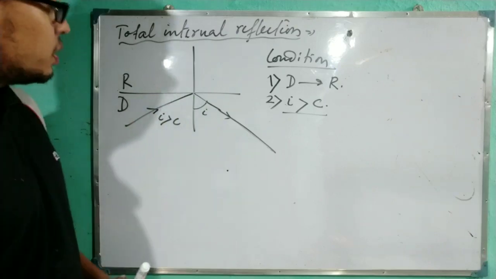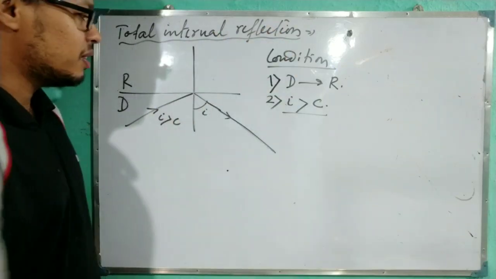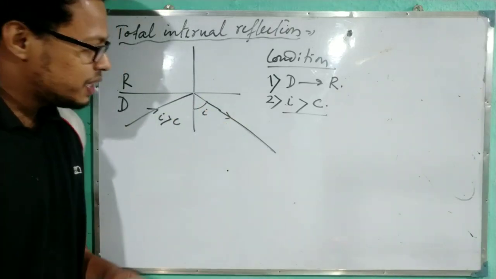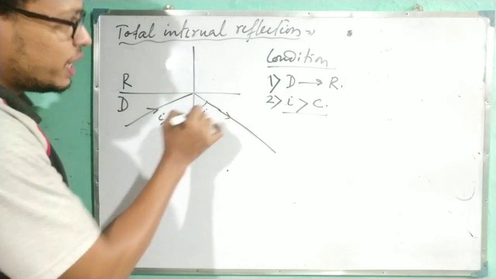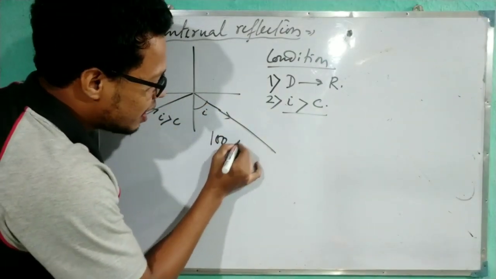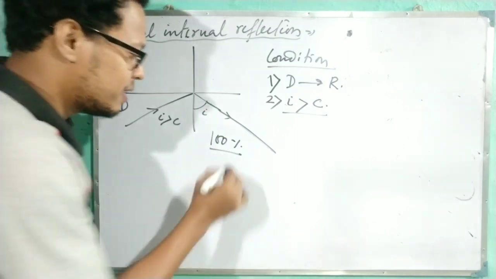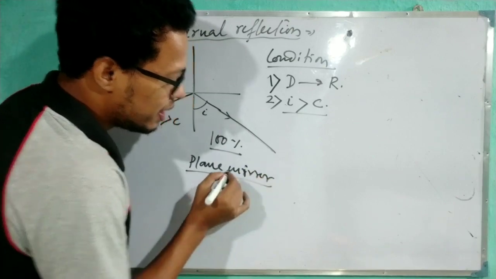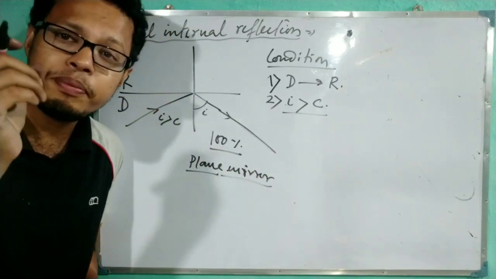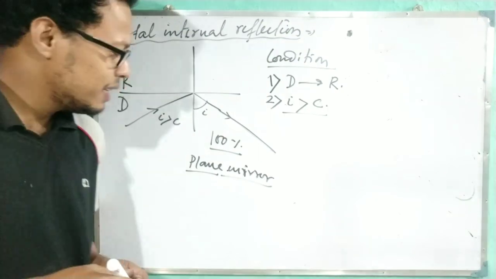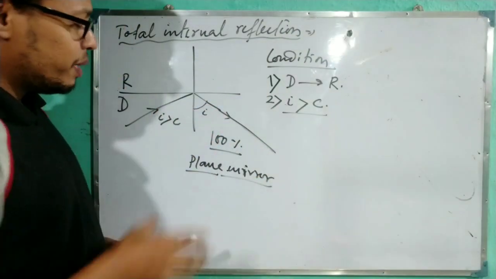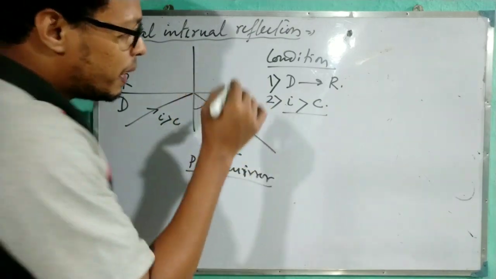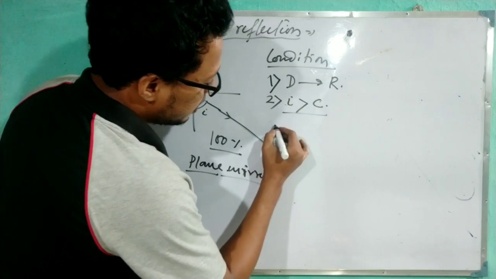Here you can ask the question, why will you study the total internal reflection? There is reflection, so you can use the plane mirror also. No, there is a difference. See, the advantage is, in this phenomenon, we get the 100% reflected ray. But in case of plane mirror, we do not get the 100% reflected ray because of some absorption of light. So by using this phenomenon, we can get the 100% reflected ray.